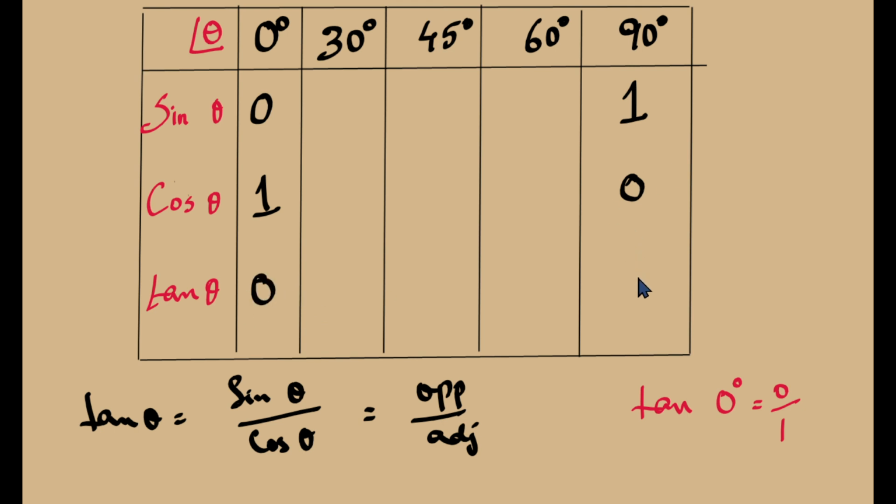And what happens when theta takes the value of 90 degrees? Tan 90 degrees becomes equal to 1 by 0. But division by 0 is not defined. That is why here we'll have to mention tan 90 degrees is not defined, because we haven't yet defined what happens when a number is divided by 0.